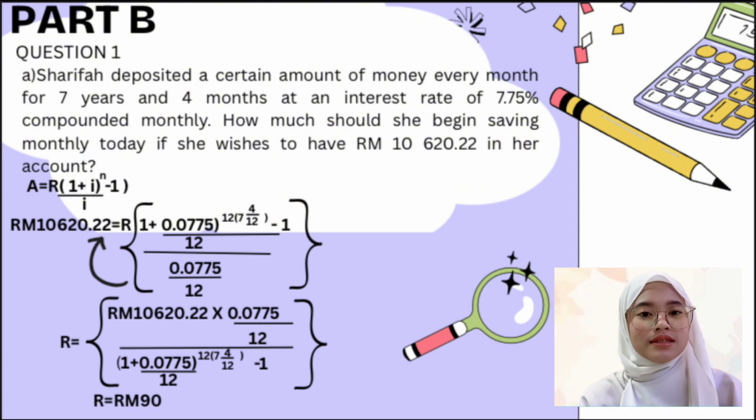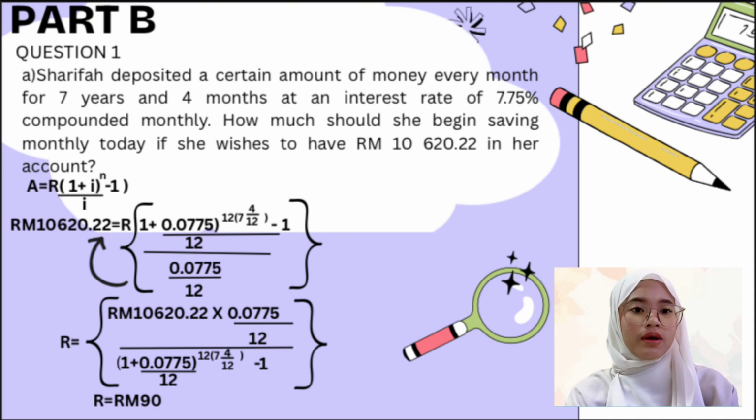So A is 10,612.22 equals R open bracket (1 plus 0.0775 over 12) to the power of 12 times 7 4 over 12 minus 1 close bracket. If you want to find R, you must move R to the left and 10,612.22 move to the right. And R equals 10,612.22 times 0.0775 over 12 over open bracket 1 plus 0.0775 over 12 close bracket to the power of 12 times 7 4 over 12 minus 1 close bracket. When you calculate, you will get the answer is 19 ringgit.